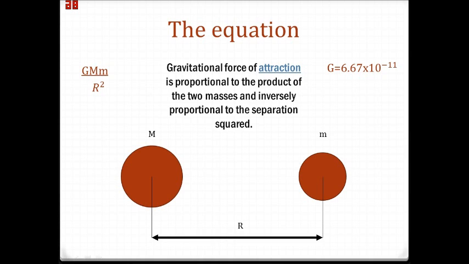So we end up with the gravitational force of attraction is proportional to the product of the two masses and inversely proportional to the separation squared, or the radius squared, as it may be. This is the actual technical definition that you will be asked to remember in physics exams.